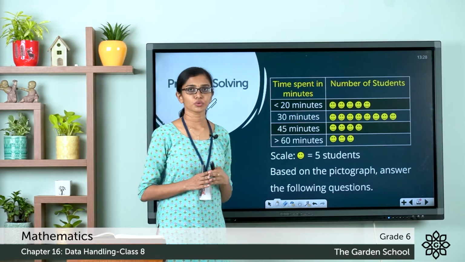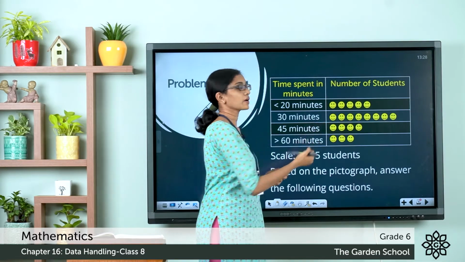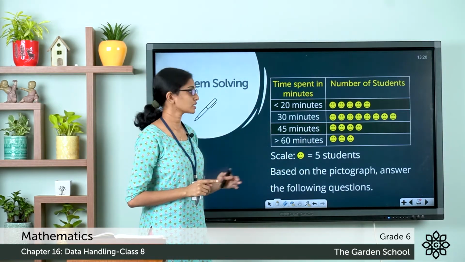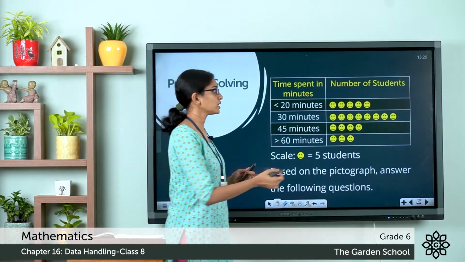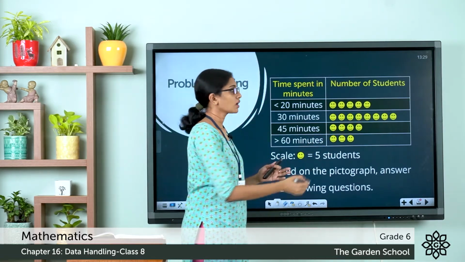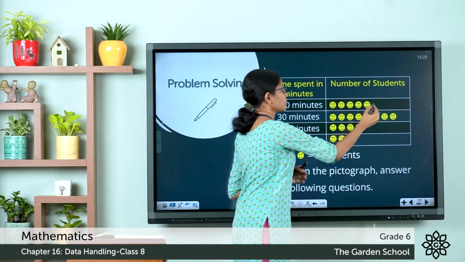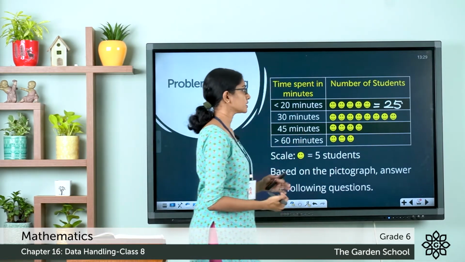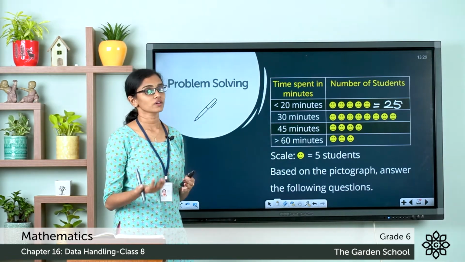How many symbols do you see here? 1, 2, 3, 4, 5. 5 symbols are shown in the pictograph and each symbol represents 5 students. So what is the total number of students? That would be 5 plus 5 plus 5 plus 5 plus 5, or 5 into 5, which is equal to 25. So the number of students who remain online for less than 20 minutes is equal to 25 students. That is the answer to the first question.